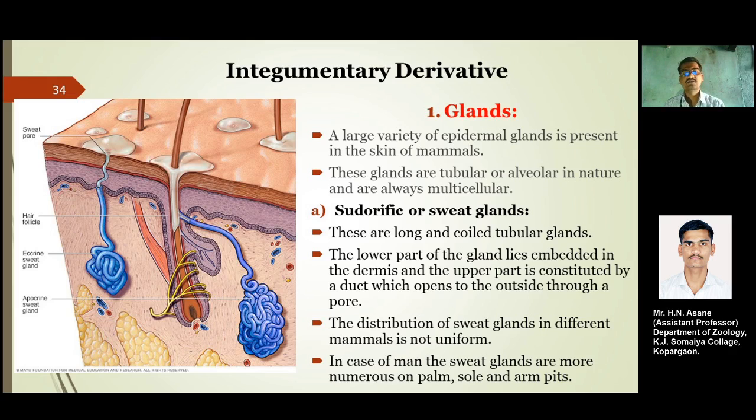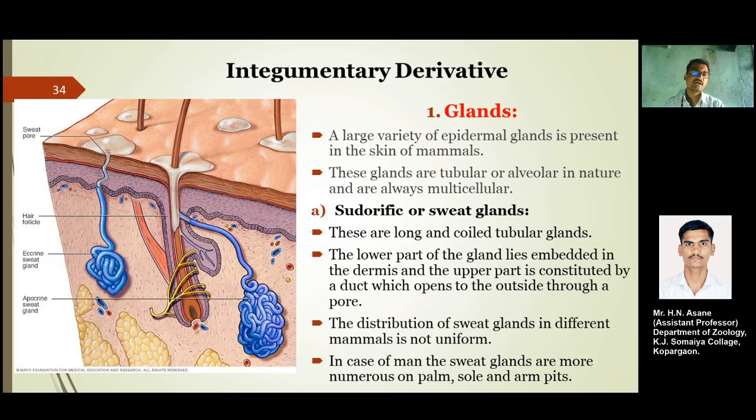In that, a large variety of epidermal glands are present in the skin of the mammals. These glands are tubular and alveolar in nature, and are always multicellular glands. As you can see in the picture, the sky blue colored structure is the sweat gland.